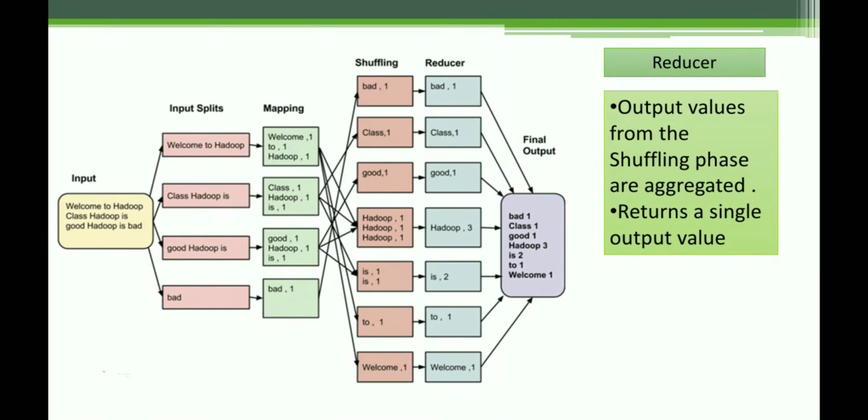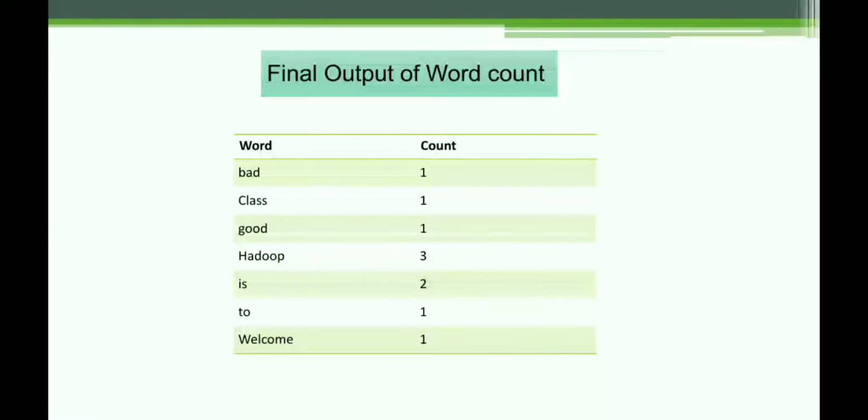Then reducer, that is the reducing phase. In this phase, output values from the shuffling phase are aggregated. This phase combines values from the shuffling phase and returns a single output value. In short, this phase summarizes the complete dataset. In our example, this phase aggregates the values from the shuffling phase, that is, calculates the total occurrence of each word. This is the final output of our word count example. Each word and its frequency is calculated as the output of the example.